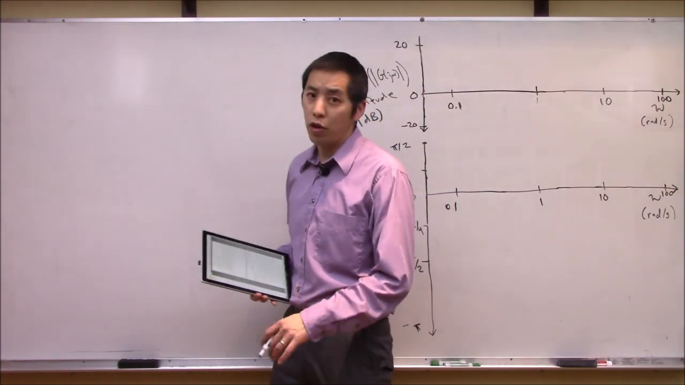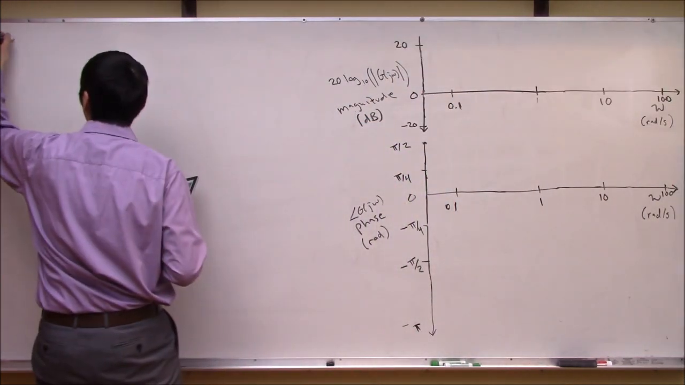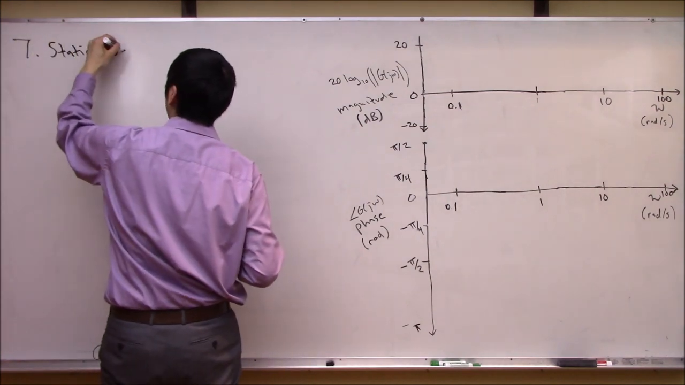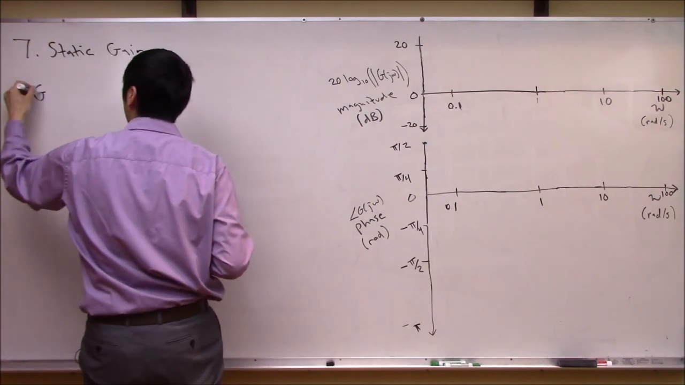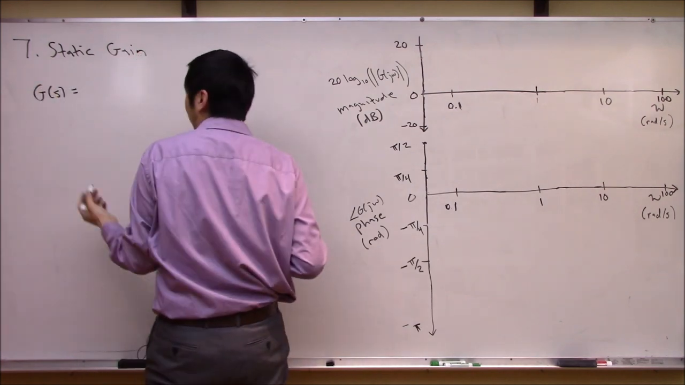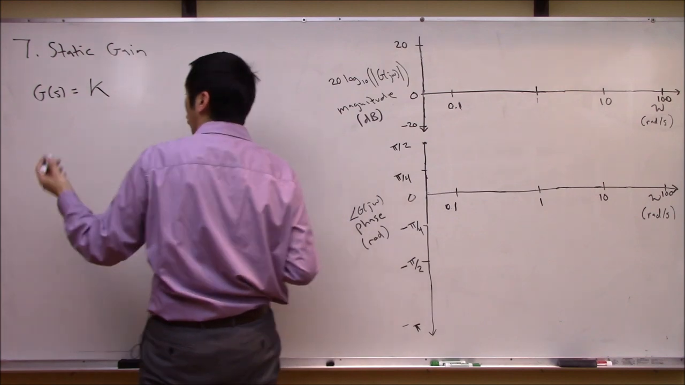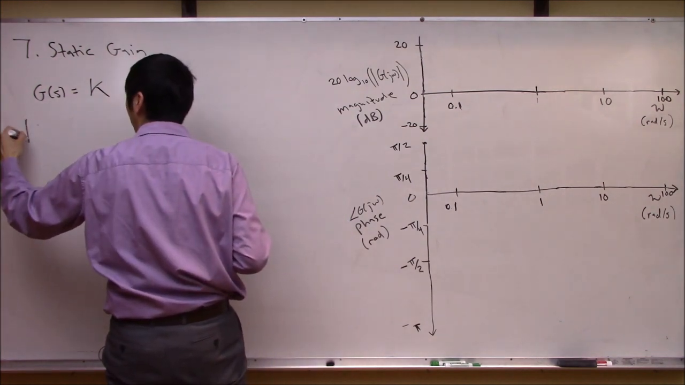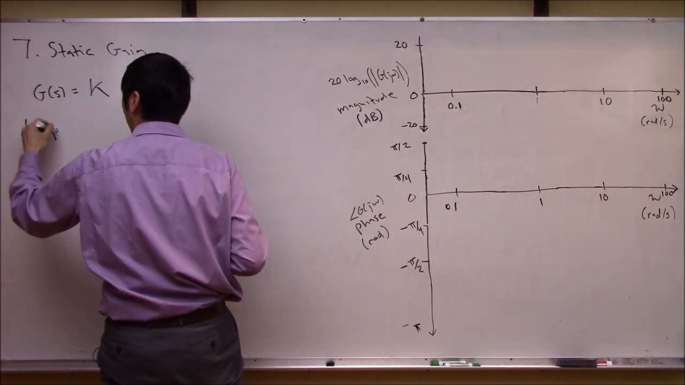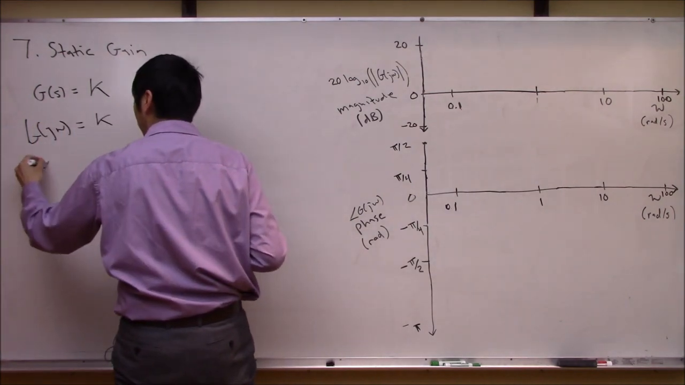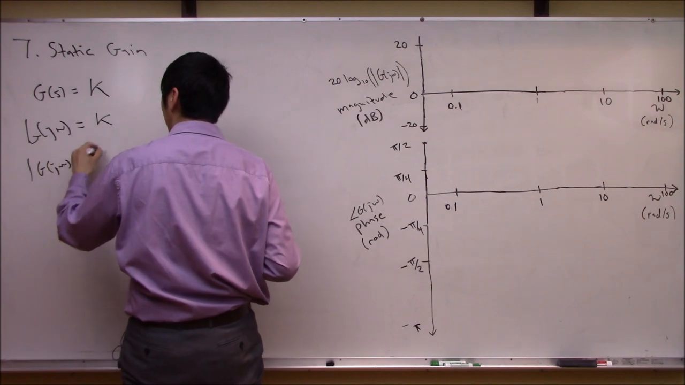All right, we're here in the home stretch, and we've actually saved the easiest one for last. So component number 7 here was just a static gain. In other words, the transfer function actually wasn't a function of s. It was just a constant number K, a static gain. So this makes it really easy. The G of j omega is again just K, so the magnitude of G of j omega is just K.